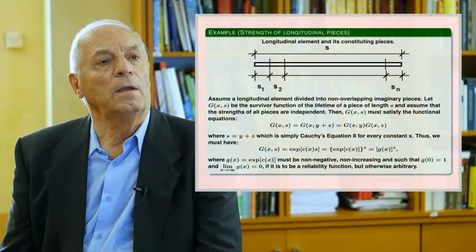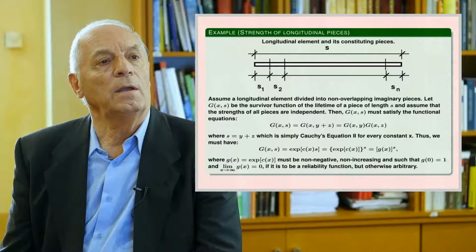In this example, we derive a model for the survival function of a longitudinal element. Assume a longitudinal element divided into non-overlapping imaginary pieces. Let G be the survival function of the lifetime of a piece of length s, and assume that the strengths of all pieces are independent. Then the function G must satisfy the first functional equation in the slide, where the length s is assumed to be divided into two pieces of lengths y and z respectively.